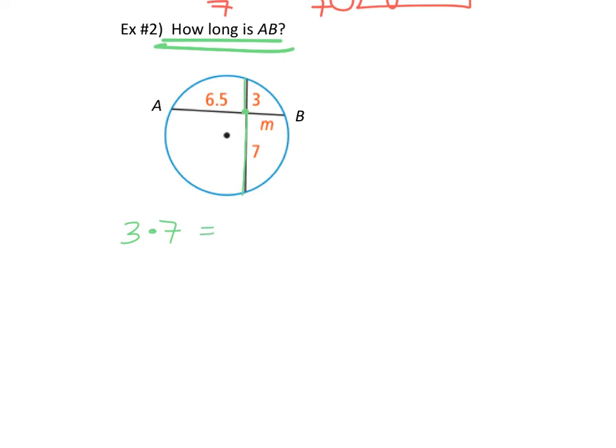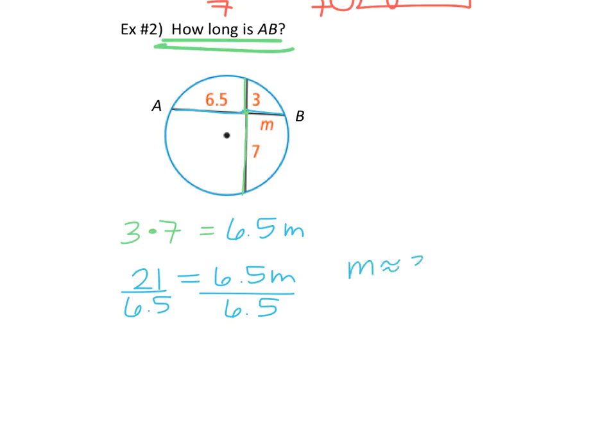So 3 times 7, okay, and then on this other one, we're doing 6.5 times m. Okay, so we get 21 equals 6.5 m, and we're going to divide by 6.5. So 21 divided by 6.5 is 3.2. So m is about 3.2.